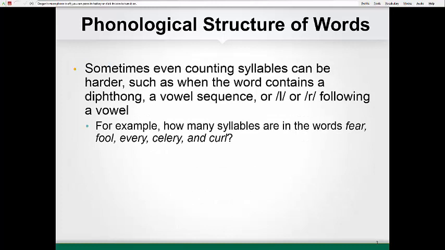Sometimes even counting the number of syllables in a word can be difficult, such as when the word contains a diphthong or a sequence of vowels, or when the l or r phonemes follow a vowel. For example, I can say the word fear or the word curl as if they have one syllable or two. Listen: fear versus fear, and curl versus curl. Now try it yourself with some of the other example words on the slide. Pause the recording here and try it.